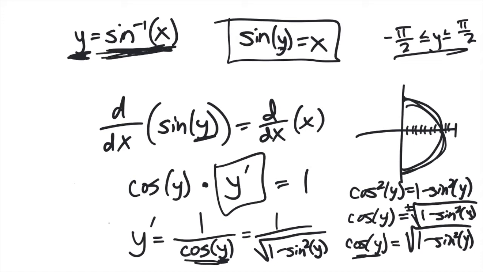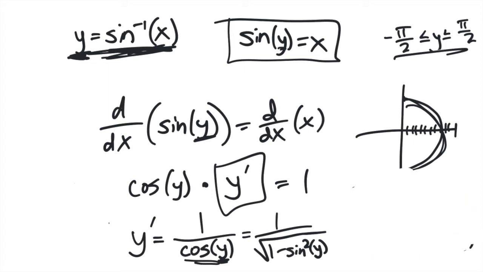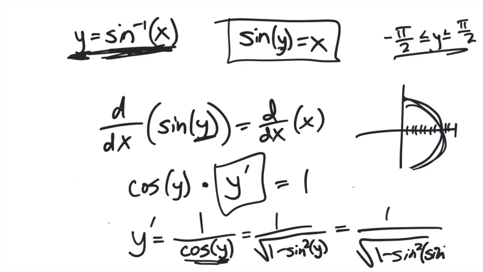Now how is this helpful? Well, look at what y is. y is the inverse sine, or the arc sine, of x. So another way to write this is to substitute back in for y. We want this to be in terms of x, not in terms of y. So we get 1 over the square root of 1 minus the sine squared of y, which is the inverse sine of x, and another way to write this is with the squared on the whole thing.